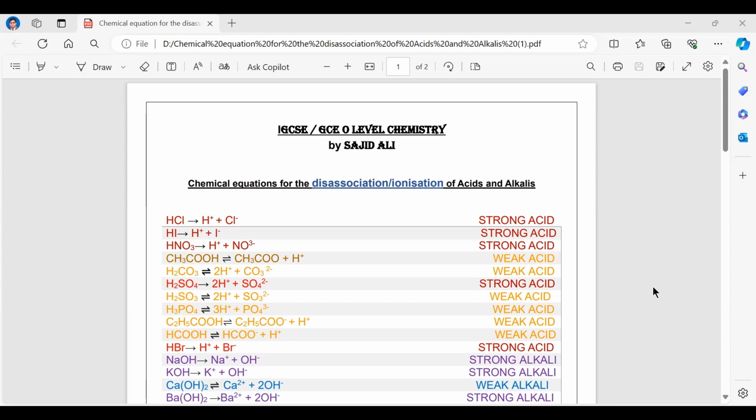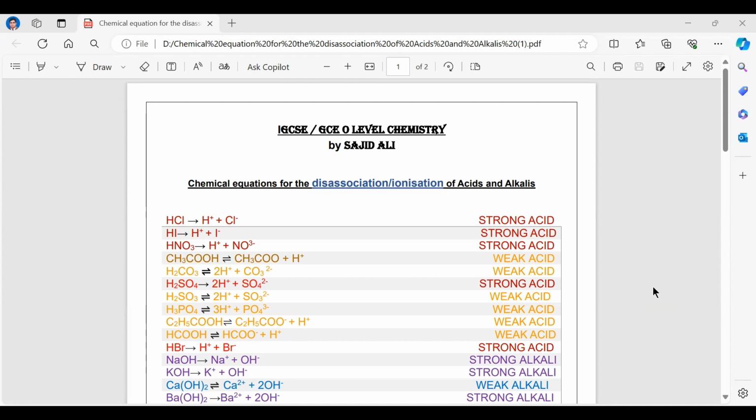For example, magnesium oxide, copper oxide, chromium 3 oxide, etc. They are insoluble, but they do react with acids to neutralize them. So they are all bases. And if the bases are water soluble, like group 1 hydroxides or oxides, or some group 2 hydroxides and oxides, if they are soluble, they are called alkalis. Ammonia solution is also an alkali.